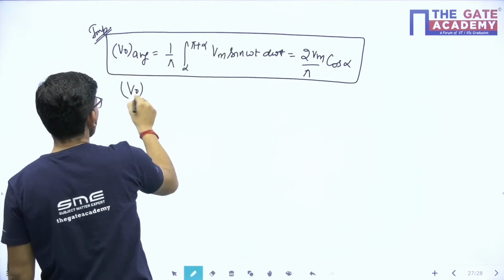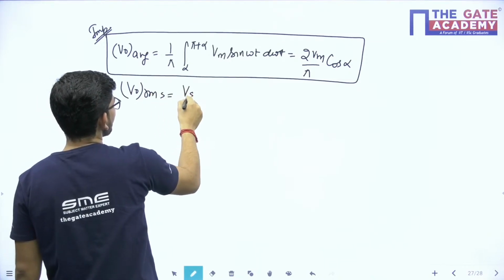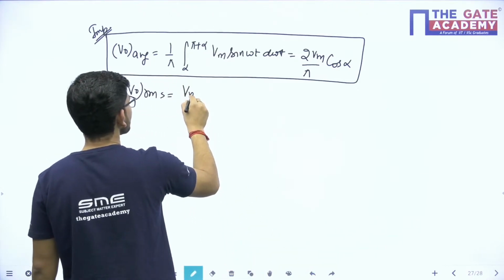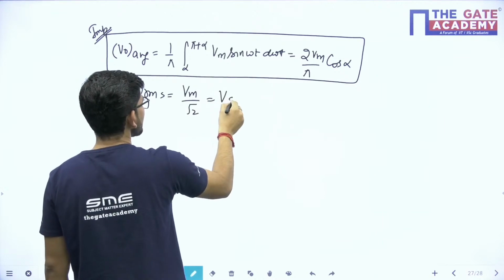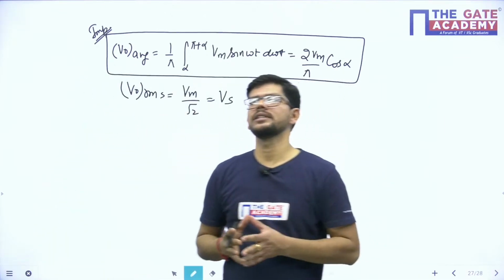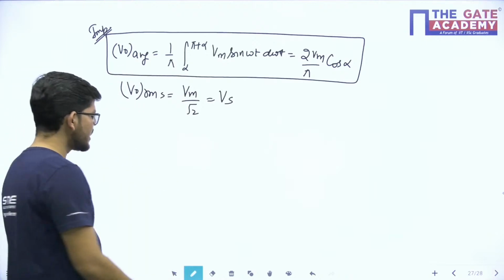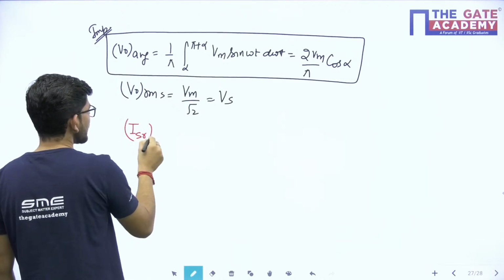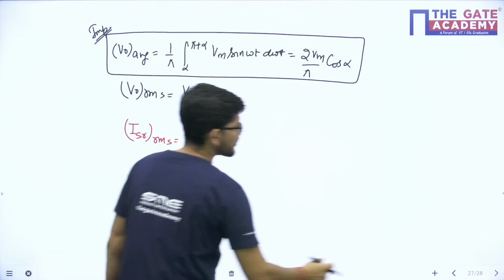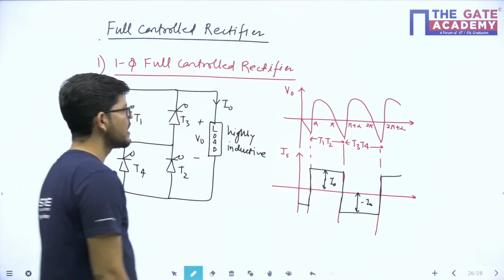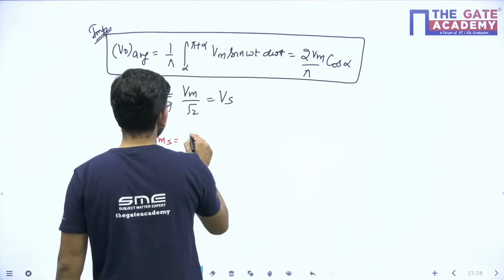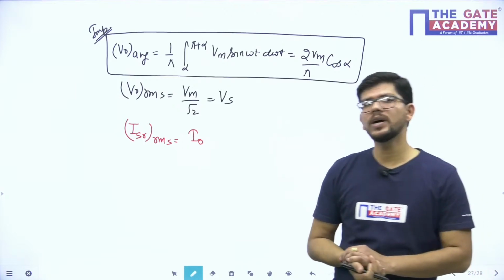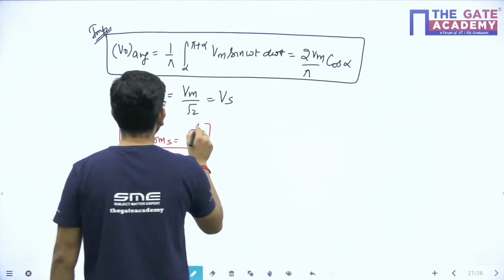Second thing, if you calculate the RMS value, then you will get Vm by root 2 or Vs. The RMS value in case of single phase full wave rectifier is Vm by root 2, or Vs, is what we have. Is that clear? After that, tell me what will be the value of source current Is RMS. This will be equal to what? You can see this particular waveform. So source current RMS value will be equal to what? This is equal to I naught, isn't it? The RMS value of source current will be equal to I naught. This is very important. Okay.